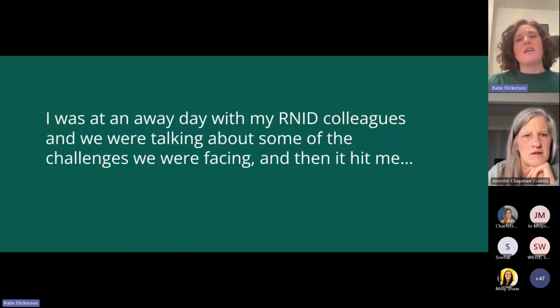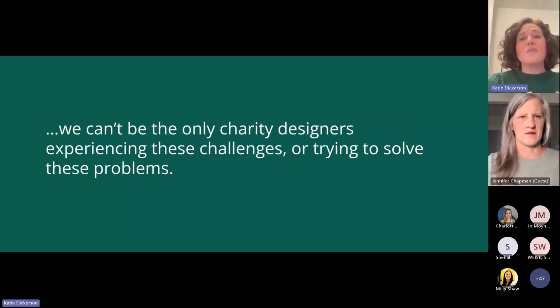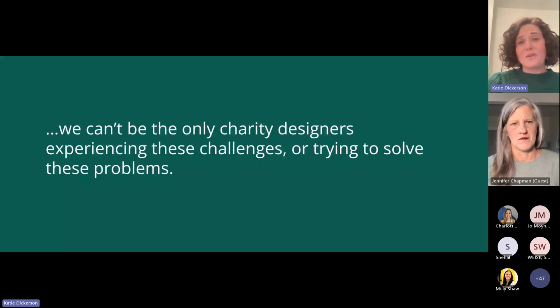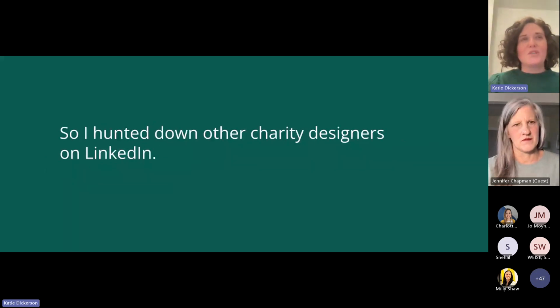So I was at an away day with my RNID colleagues, and we were talking about some of the challenges we were facing, and then it hit me. We can't be the only charity designers experiencing these challenges or trying to solve these problems. I thought for sure other organizations are trying to do the same things or having the same issues, and we just don't know about it because we're not talking to each other, working in these silos. So I hunted down other charity designers on LinkedIn, which for someone who's a very socially awkward introvert, did not come naturally to me.